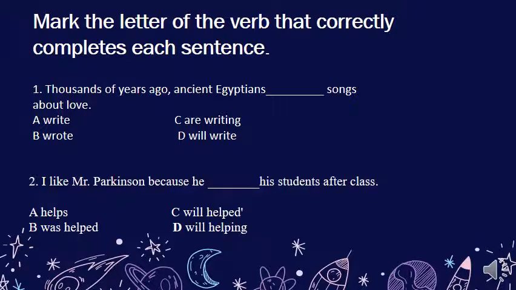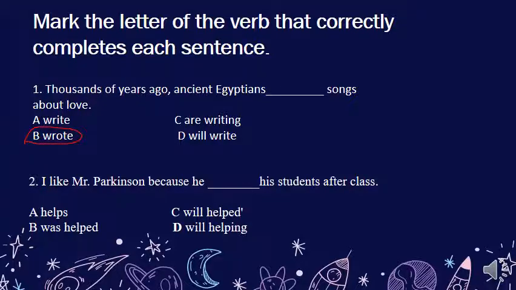Choose the letter of the verb that correctly completes each sentence. Thousands of years ago, ancient Egyptians wrote songs about love. So this is totally in the past. So which verb here is in the past? Write, wrote. Wrote is in the past.